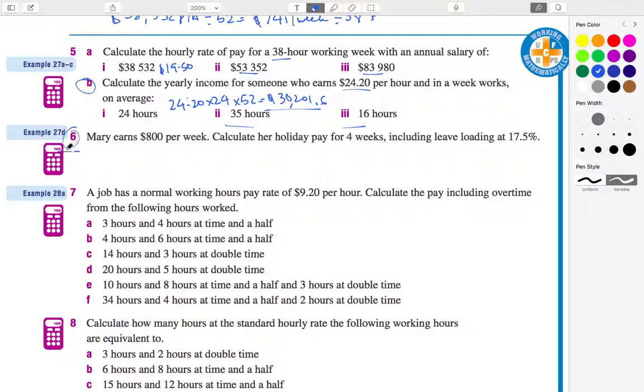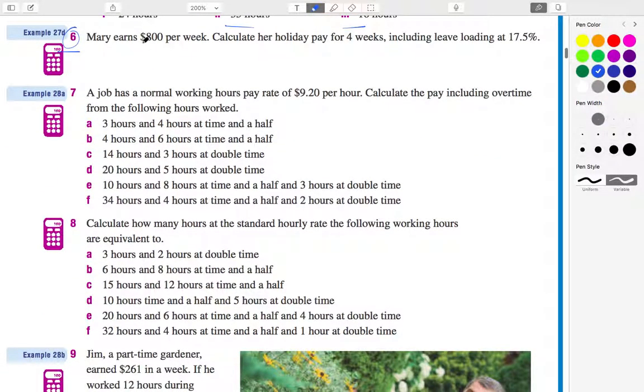So now looking at question 6. So Mary earns $800 per week. Calculate her holiday pay for 4 weeks, including leave loading. So what we want to do is, firstly, we want to find how much she normally makes in 4 weeks. So if she makes $800 per week, we times it by 4, right? So 800 times it by 4, and you have $3,200 in 4 weeks, right?